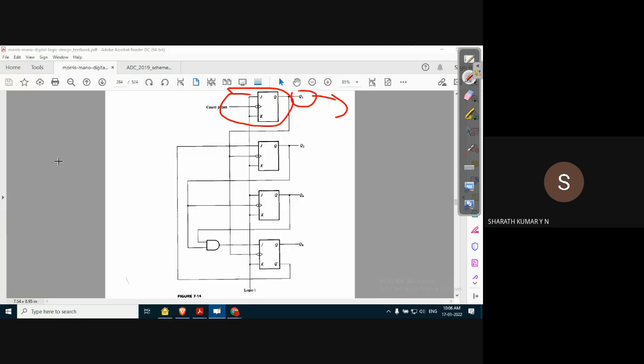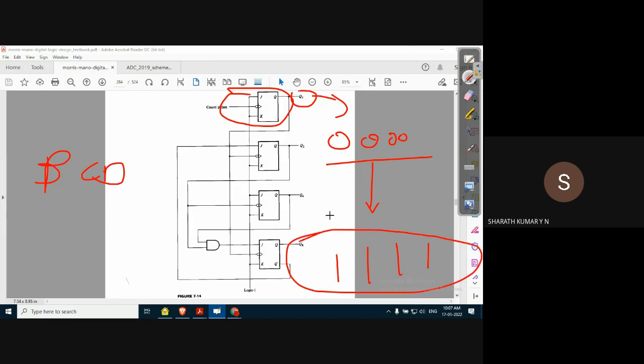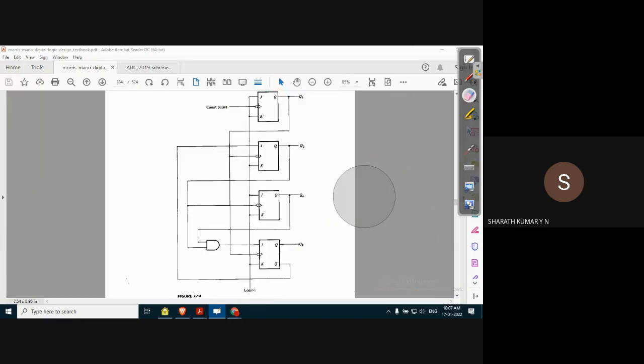But to generate a BCD ripple counter, we have to stop the counter. Otherwise, it will start from 0000 and go up as a 4 bit counter. The initial count, if it is 0000, will go up to 1111, whereas we have to stop at 1001, so that it is a BCD counter. Total number of states is 10, including the first state of 0000. So for that, the design is like this.